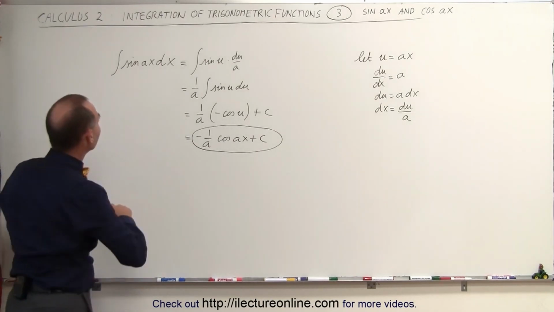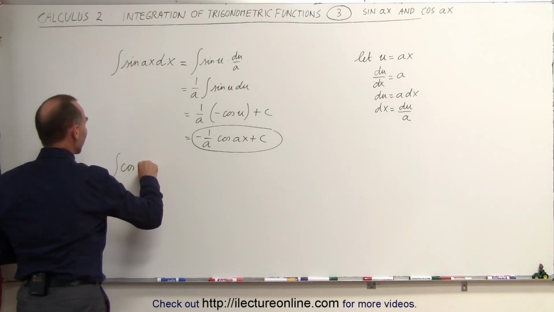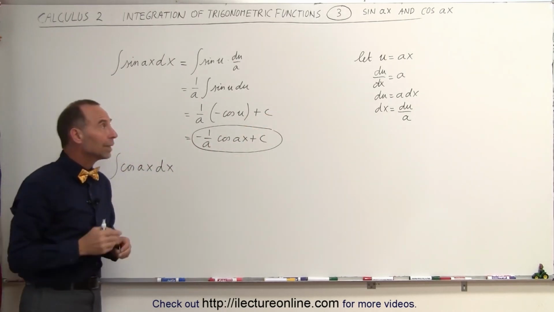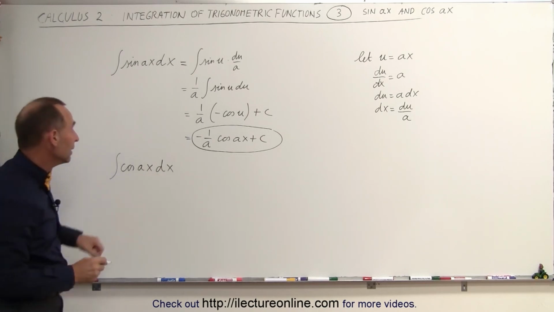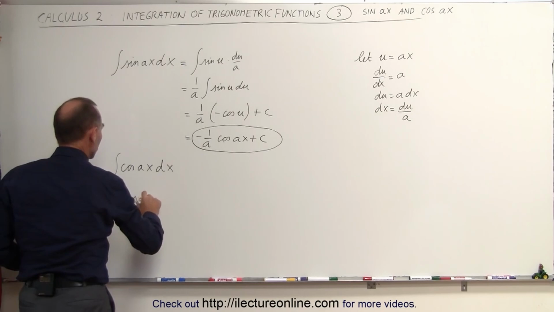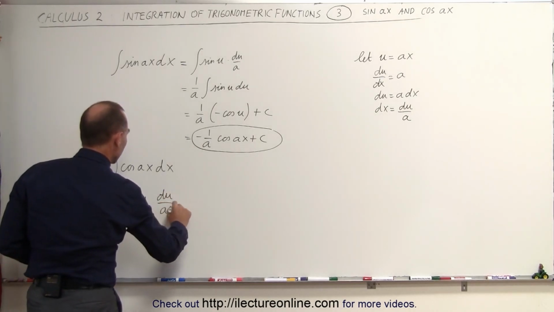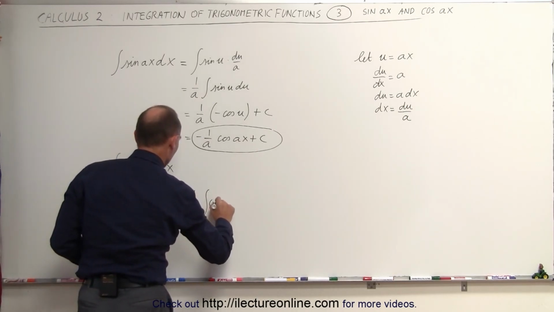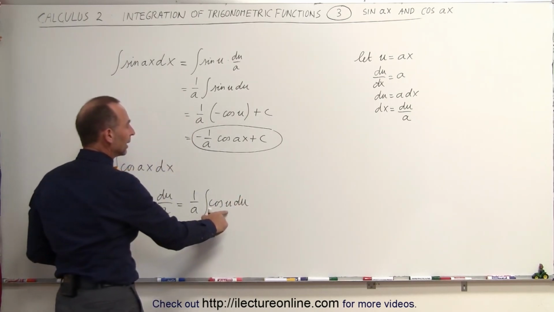Now we're going to integrate the cosine of ax, the cosine of ax dx. And again, we use the exact same substitution. We let u equals ax, and therefore dx becomes du over a. So this can now be written as the cosine of u, and instead of dx, we're going to write du over a, which means we can bring the 1 over a out of the integral sign. We get the integral of the cosine of u times du. And then we can integrate this.